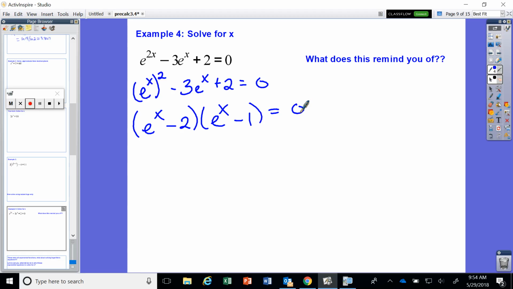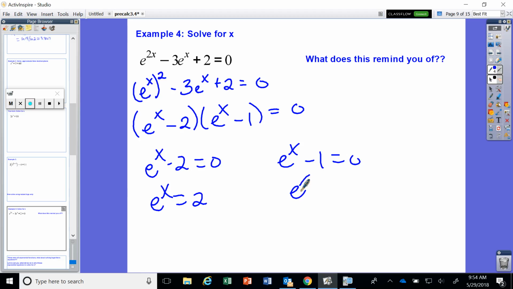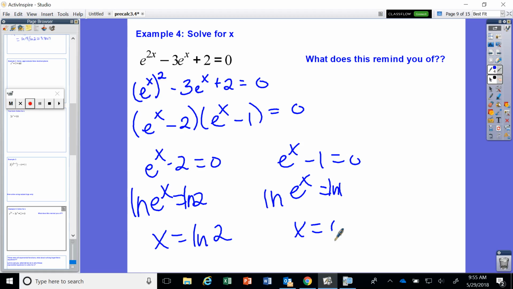So now I've got two solutions. I have e to the x minus 2 equals 0, and e to the x minus 1 equals 0. So e to the x equals 2, and e to the x equals 1. Anytime I have e to the x, I want to natural log both sides, because that allows me to get x by itself, and x equals the natural log of 2. I want to natural log both sides again, and x equals, what's the natural log of 1? If you remember, it's 0. So the two solutions we have are x equals the natural log of 2 and x equals 0 for this one.